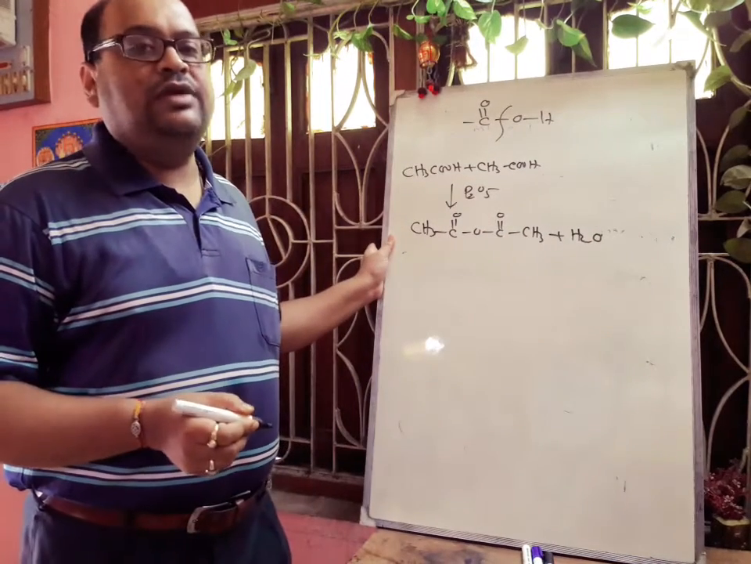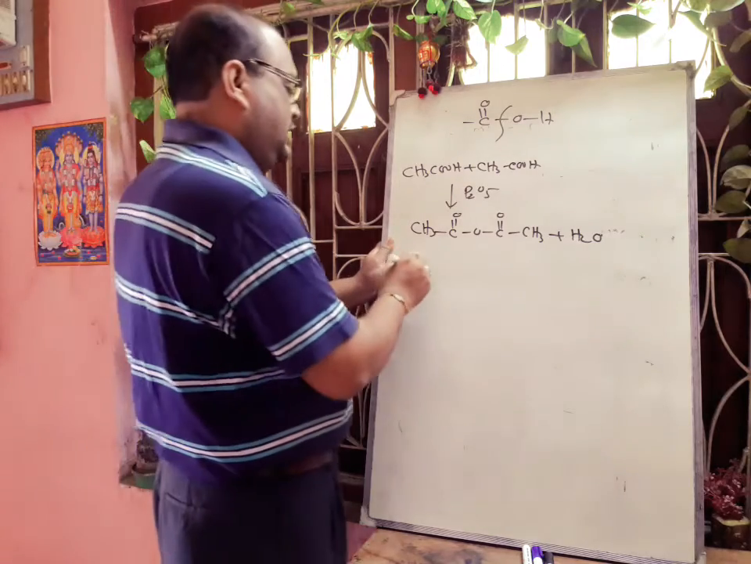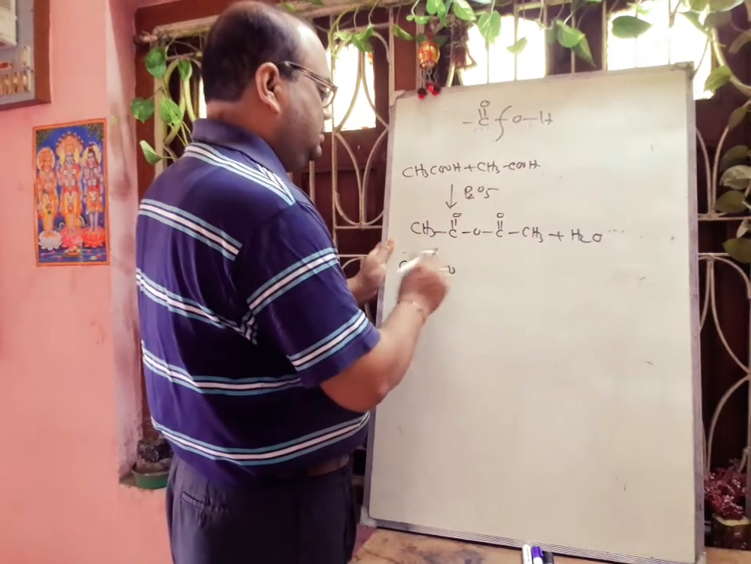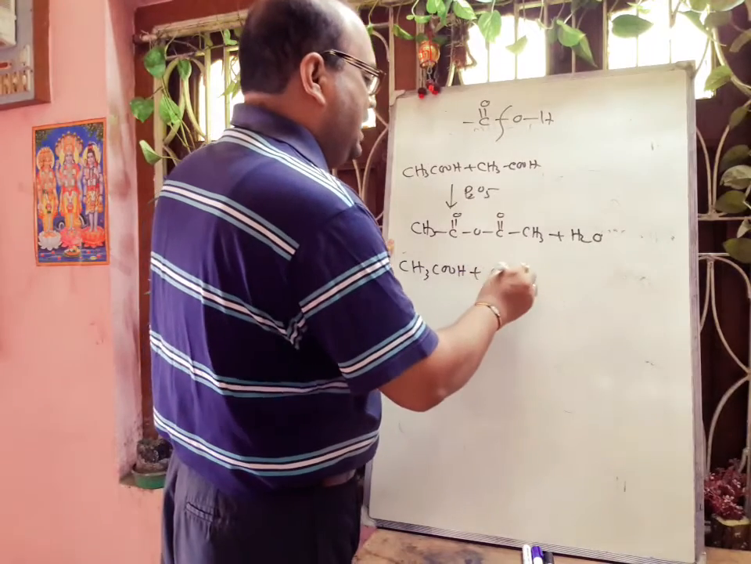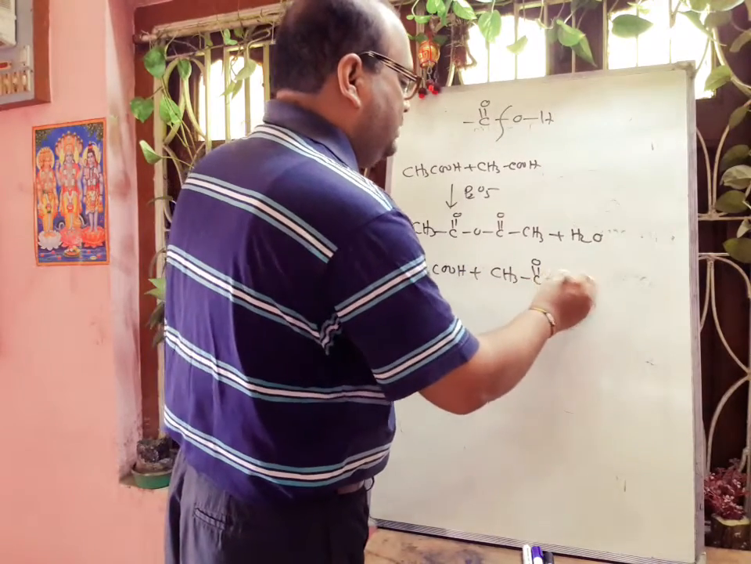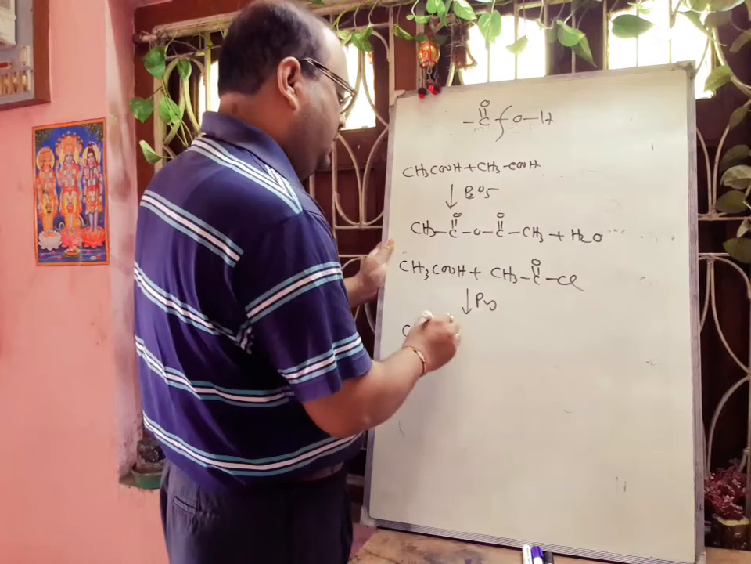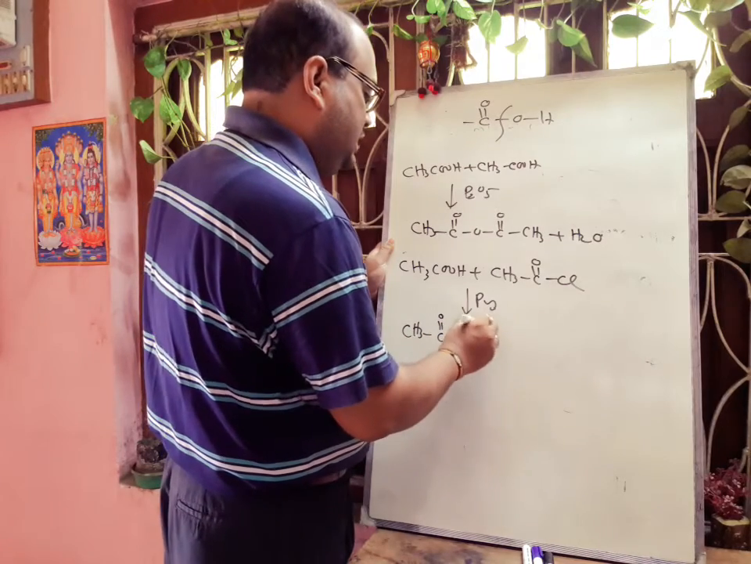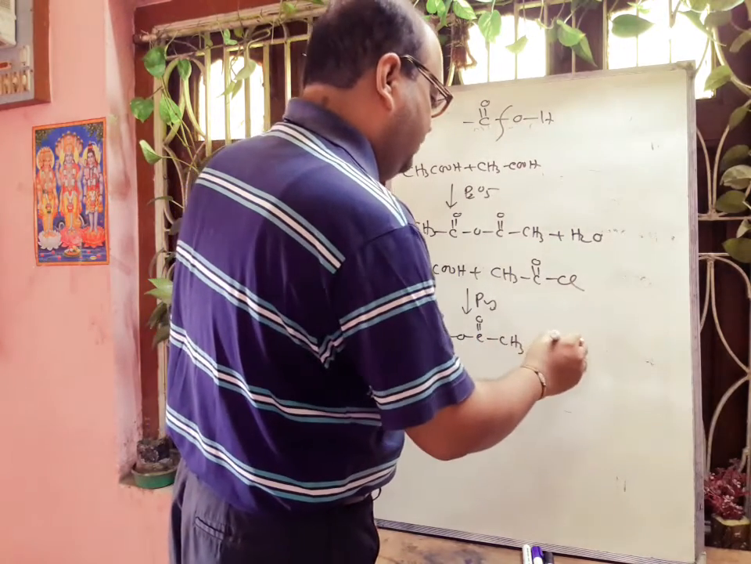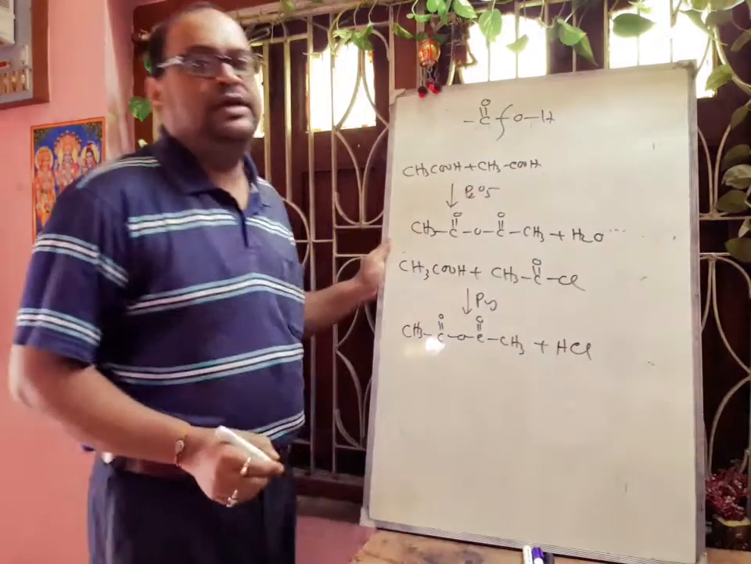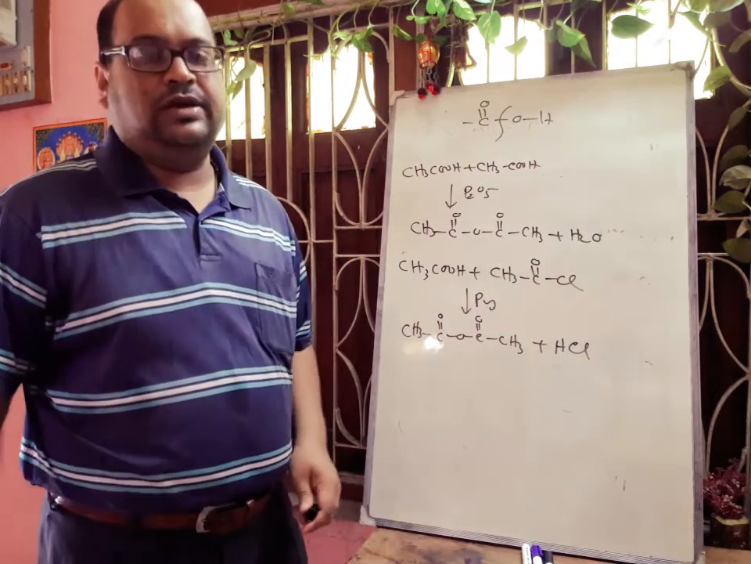Here also you can use acetyl chloride and acetic acid in presence of pyridine. That is, acetic acid will react with acetyl chloride in presence of pyridine forming the corresponding acid anhydride. Plus there will be formation of HCl. Okay. This HCl will react with the pyridine as a base and form the salt.